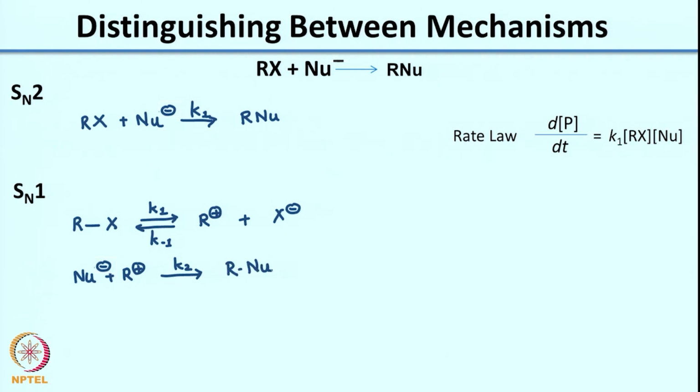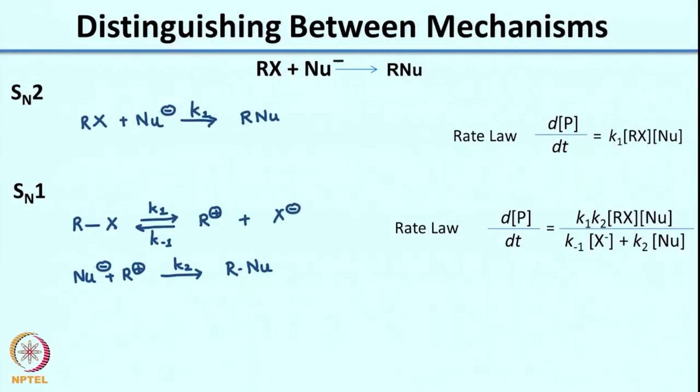So now I want you to go ahead and derive the rate law. This is very similar to the case we had seen earlier, where you have A first forming an intermediate. In this case the intermediate is your carbocation. So go ahead and derive the rate law, but instead of A and B, now you would write R plus and X minus and RNu. So you can check your rate law.